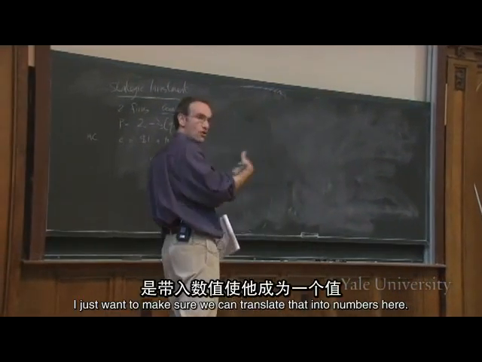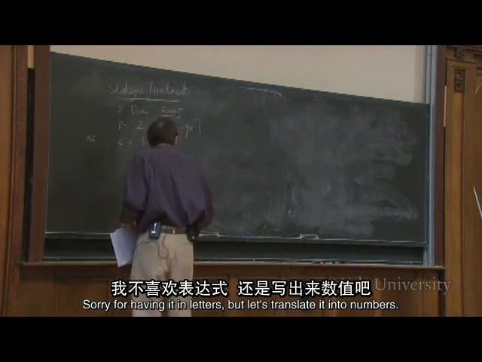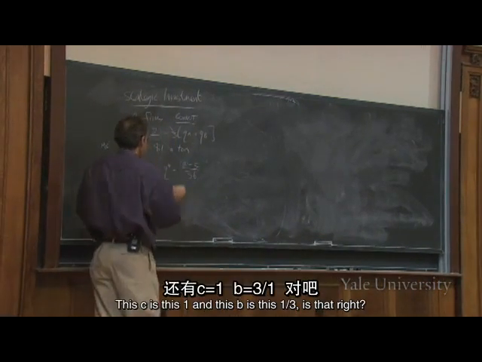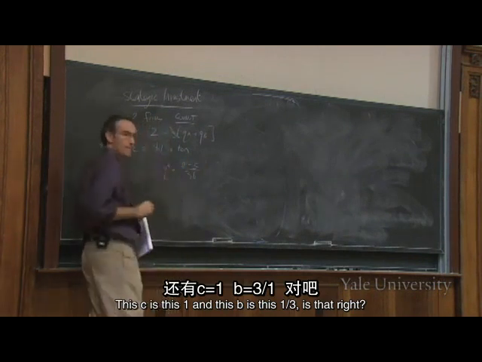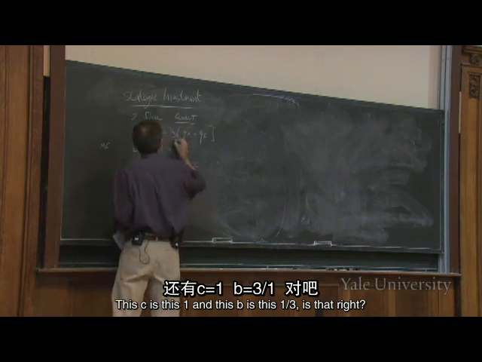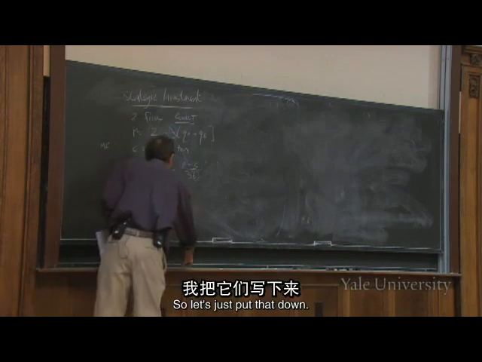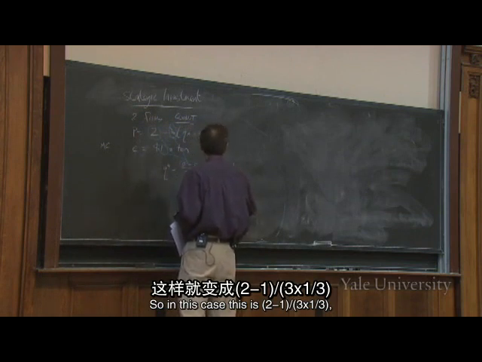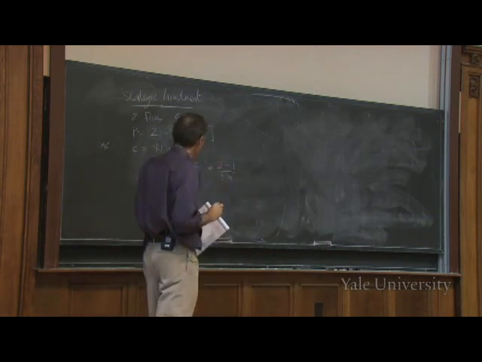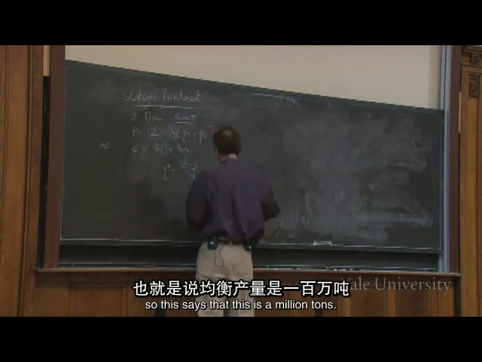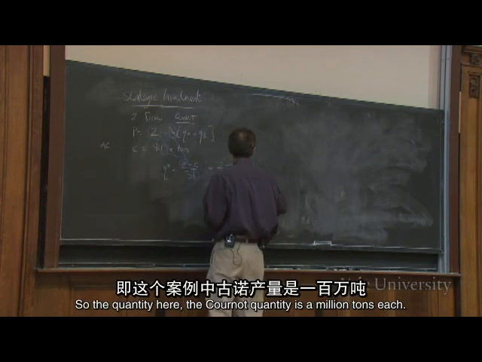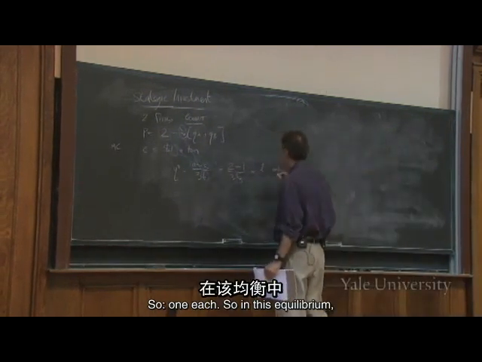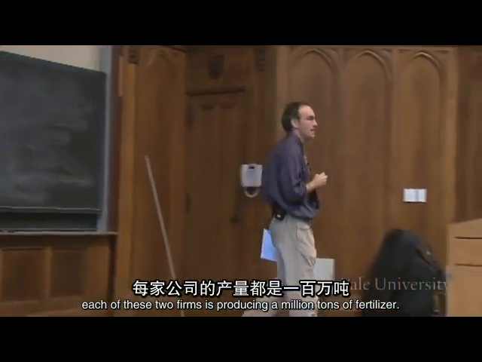And I just want to make sure we can translate that into numbers here. We have it in letters, but let's translate it into numbers. In particular, this A is this 2. This C is this 1. And this B is this 1/3. So let's just put that down. In this case, this is (2 minus 1) over 3 times 1/3. So this says that the quantity is 1, in million tons. So the Cournot quantity is 1 million tons each. So in this equilibrium, each of these two firms is producing 1 million tons of fertilizer.